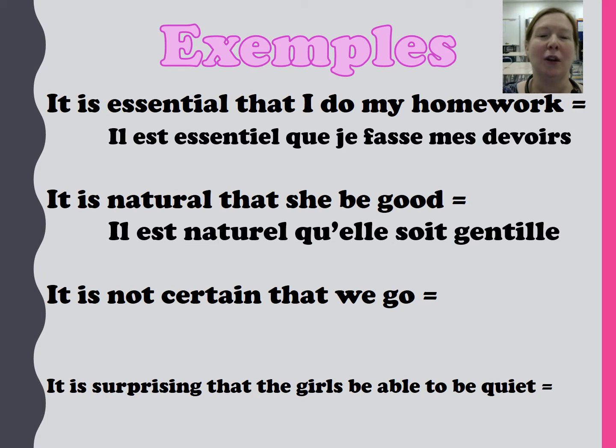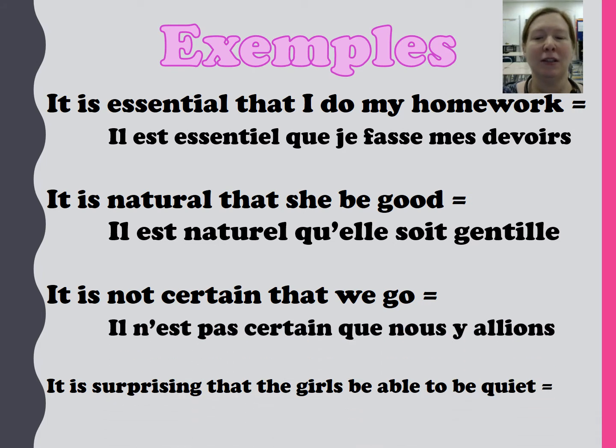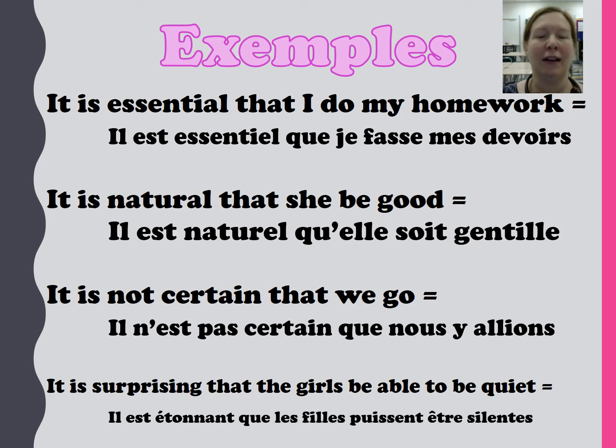It is not certain that we go. Il n'est pas certain que nous y allions. It is surprising that the girls be able to be quiet. Il est étonnant que les filles puissent être silencieuses. So we're going to do more practice. You've practiced tonight with conjugation, and then we will be using these expressions in our project so that you can get some practice with using these particular expressions that express necessity, desire, doubt, opinion, and emotion.